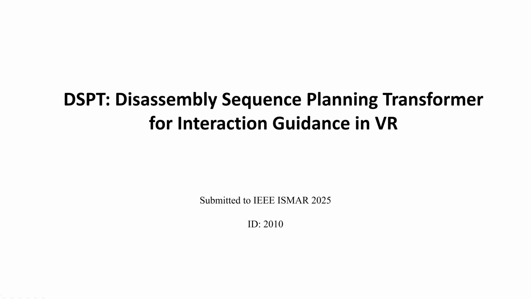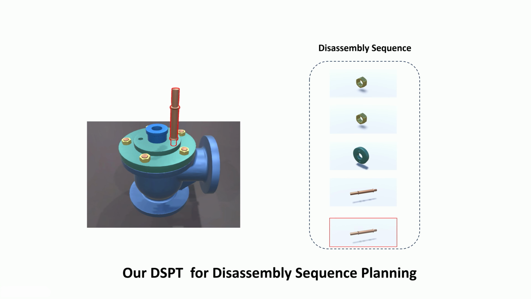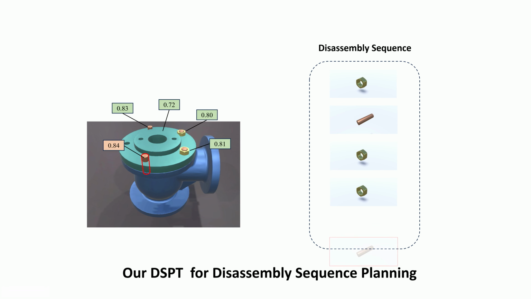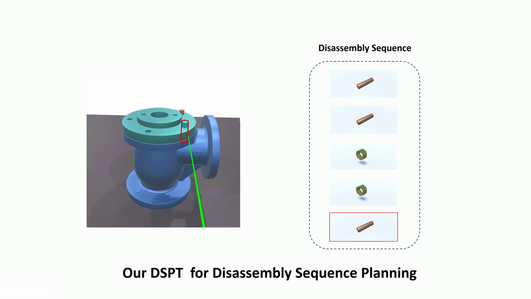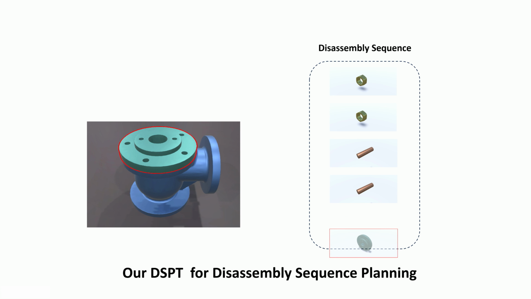DSPT, Disassembly Sequence Planning Transformer for Interaction Guidance in VR. In this paper we propose a novel transformer-based network, Disassembly Sequence Planning Transformer, DSPT, to plan disassembly sequence for virtual disassembly applications. In each time step, our DSPT predicts the disassembly probability of each part, and highlights the parts with the highest probability. User uses this highlight as visual guidance to select and disassemble the parts of the object.